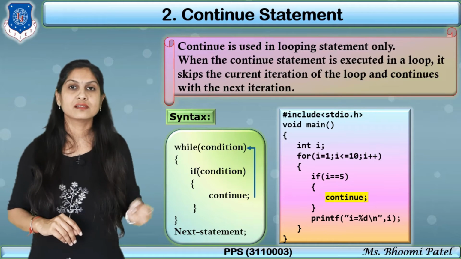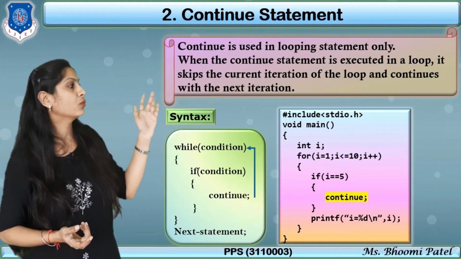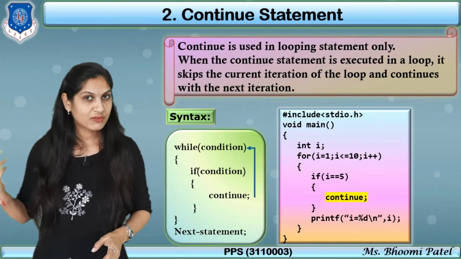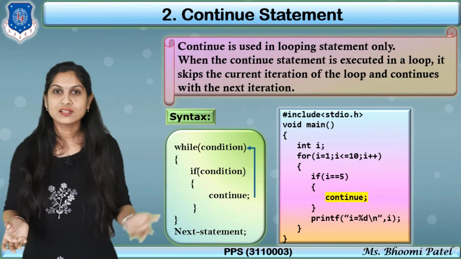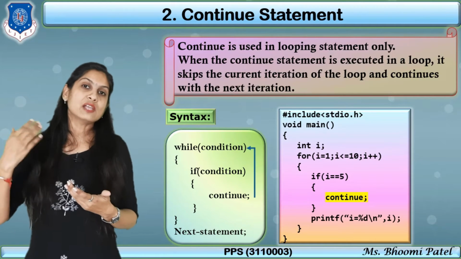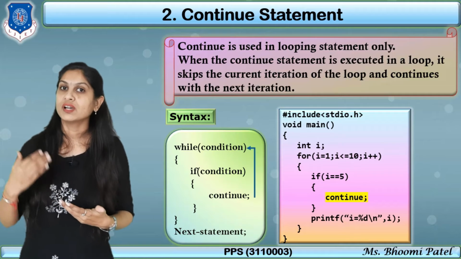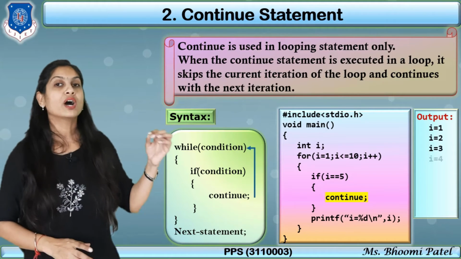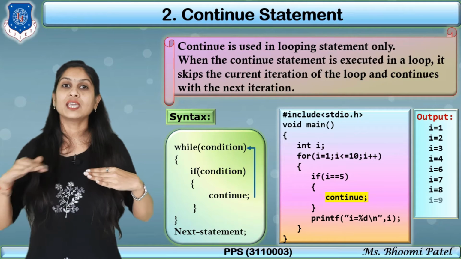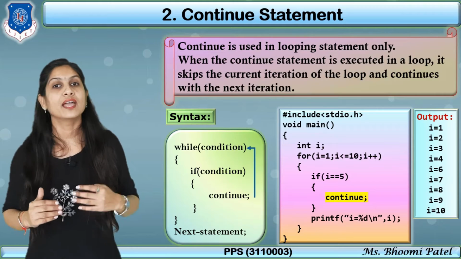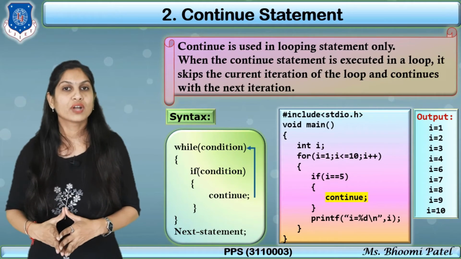Is 6 less than 10? Yes, obviously. So go inside and check the condition. Now 6 equals 5 becomes false. So skip that continue part and print I equals 6. Likewise it prints 7, 8, 9 and 10. So our final output is what? 1, 2, 3, 4, then skip the printf for I equals 5, and then 6, 7, 8, 9 and 10. So this is the use of continue.